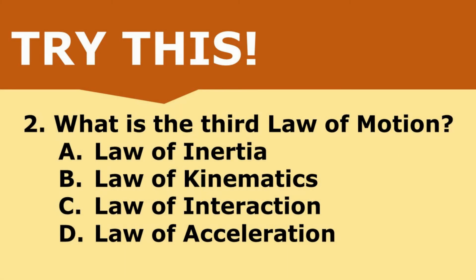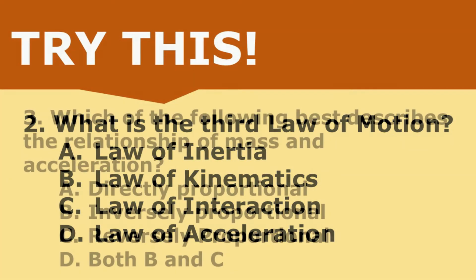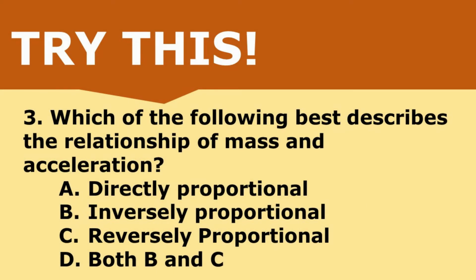A. Law of inertia. B. Law of kinematics. C. Law of interaction. D. Law of acceleration. Number 3. Which of the following best describes the relationship of mass and acceleration? A. Directly proportional. B. Inversely proportional. C. Reversely proportional. D. Both B and C.